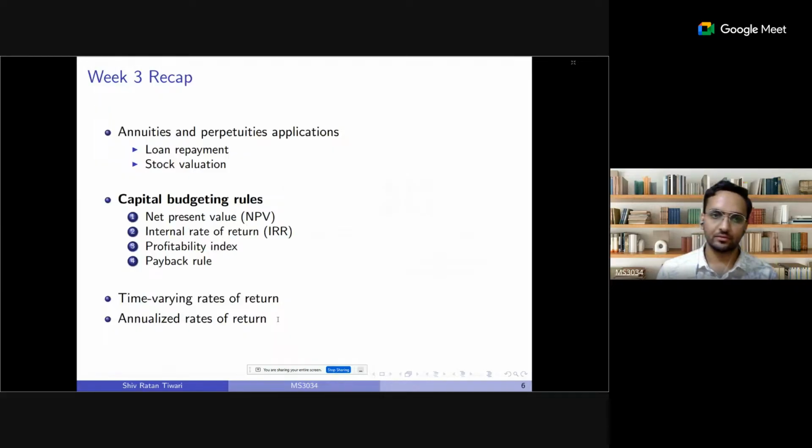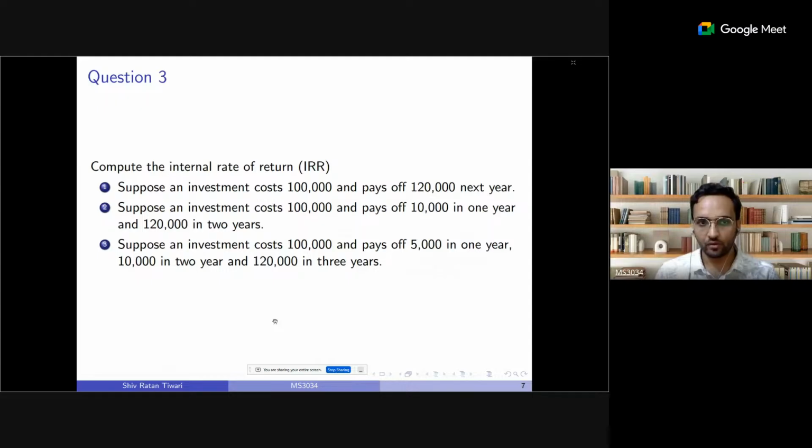Now, as we have taken the example of loan repayment and stock valuations, we move to the capital budgeting rules. Net present value was covered in the previous lecture, the basics of that. Now we move to the calculation of internal rate of return. What is internal rate of return? In crude definition, internal rate of return is the interest rate at which the net present value of a cash flow becomes zero. That is the simplest definition.